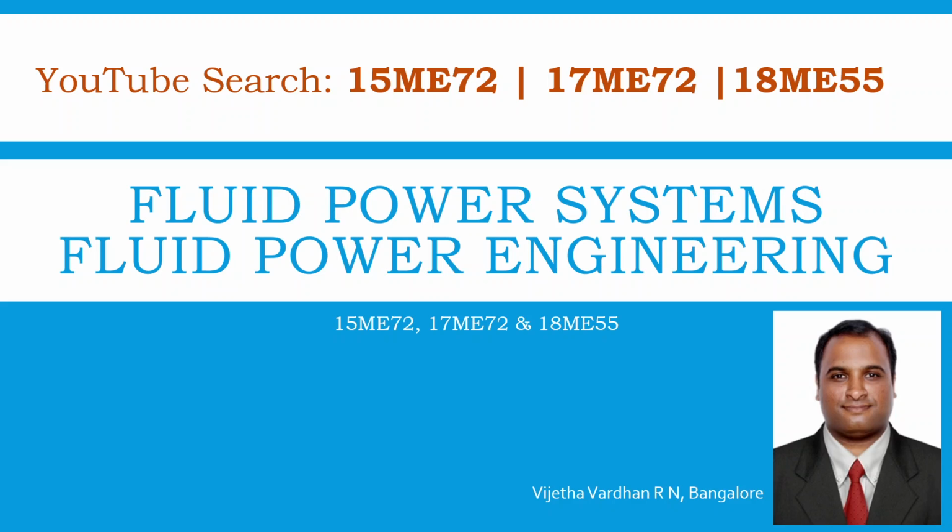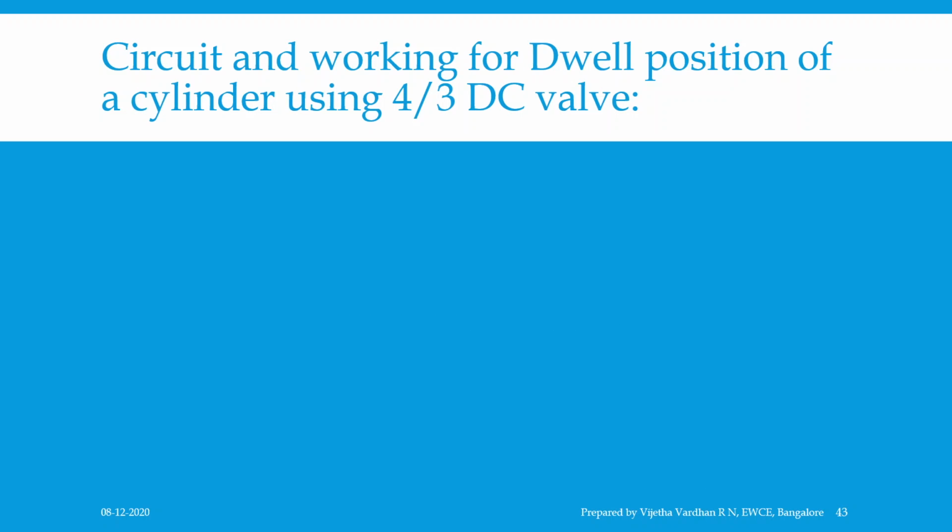Now let's start session number 30, which is based on the dwell position of a cylinder. What is called the dwell position of a cylinder? In case of a double acting cylinder, using a 4 by 2 DC valve and a change of position from normal to actuated and actuated to normal position, extension and retraction of the cylinder occur respectively. Retention or holding of the cylinder either in extended or retracted position for a particular duration of time during a continuous operation of the cylinder is called the dwell position of the cylinder.